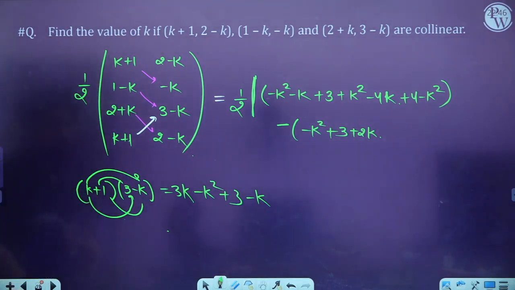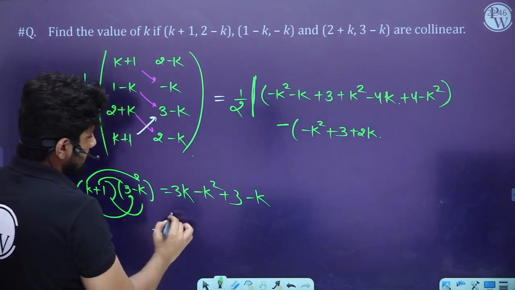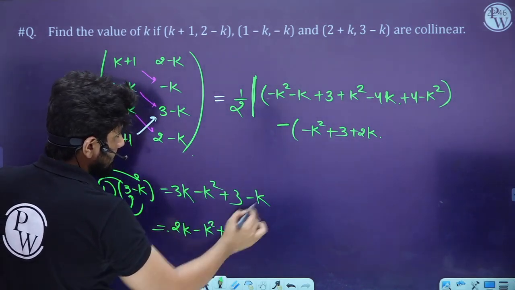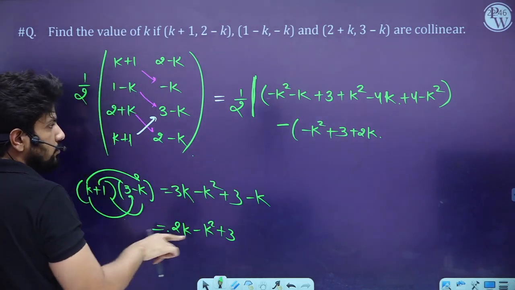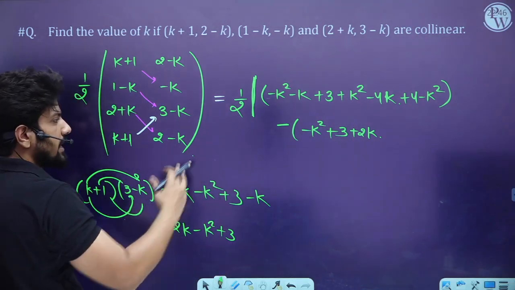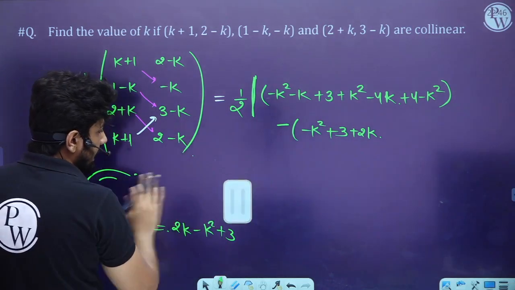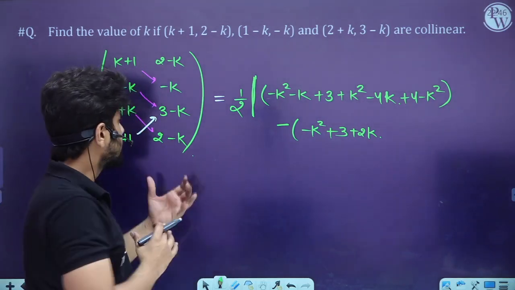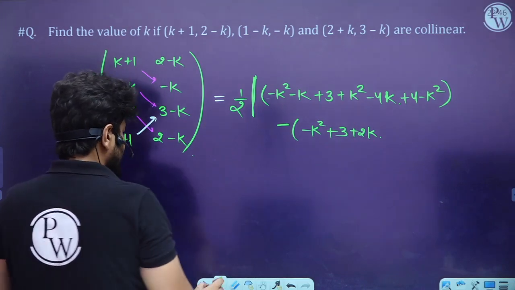Right? So here we have 3k minus k, which is 2k, minus k square plus 3, which I have done directly. Okay, 2k plus 3 minus k square, which I have done verbally basically. And you will also come to that after some practice. If you do the verbal multiplication, you will get better at that.